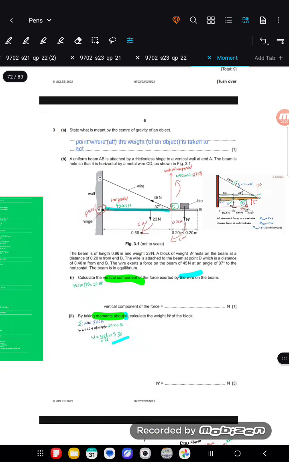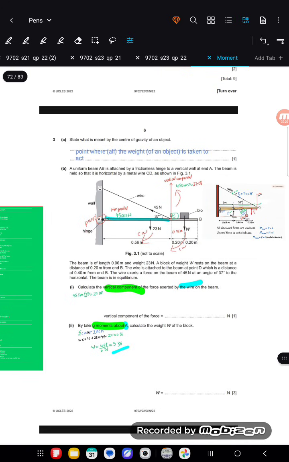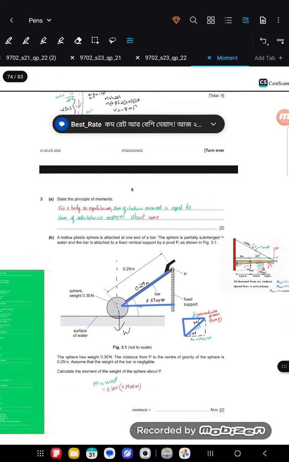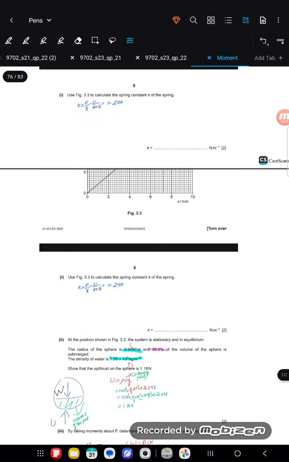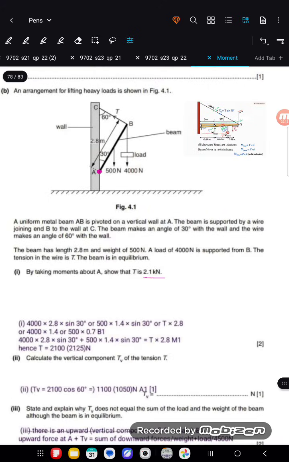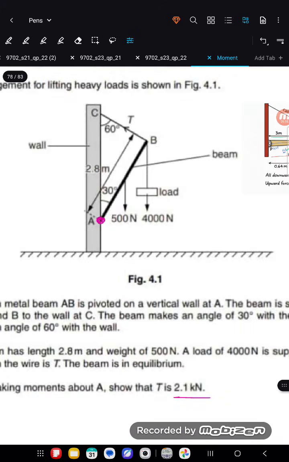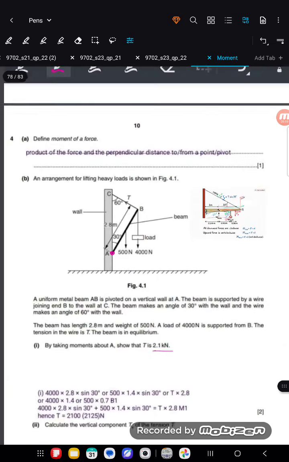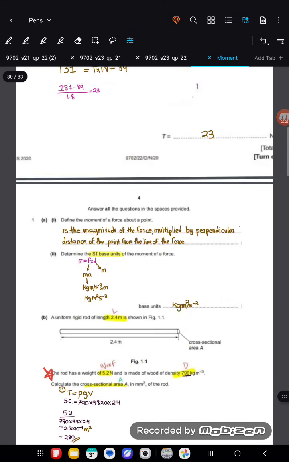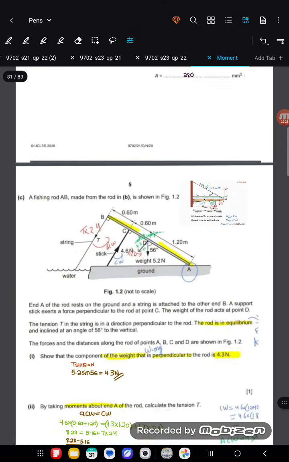So in the recent paper, most of the questions are like this. Okay, so you have to see where is the pivot, then you can decide which force you will take as clockwise and which you will take as anti-clockwise. So it's not that hard. Okay, see this one also, let me explain this one.